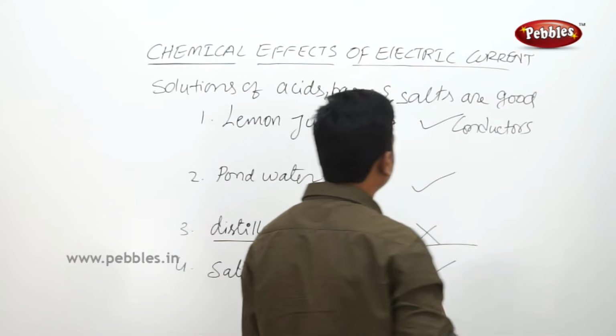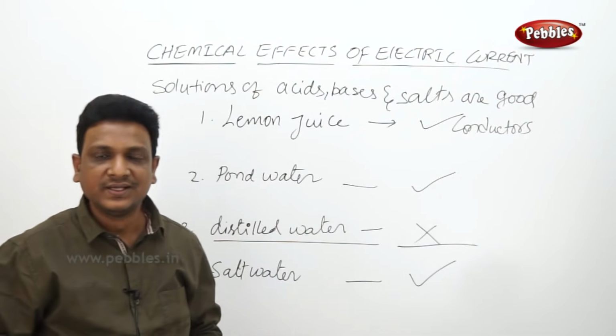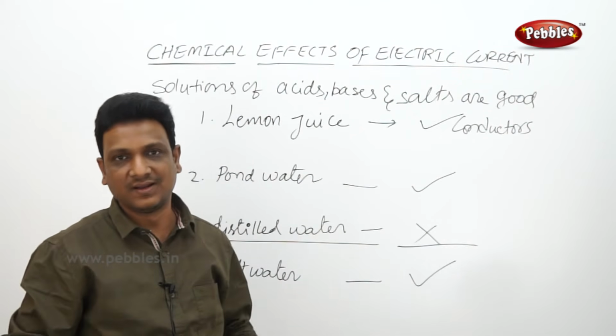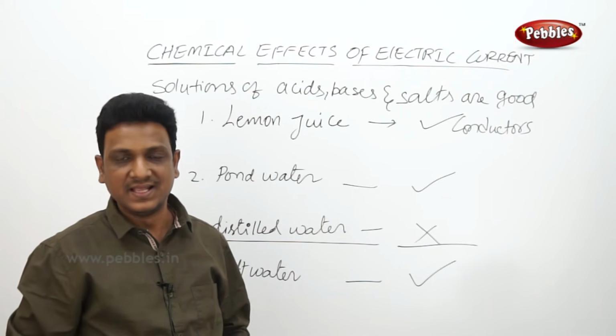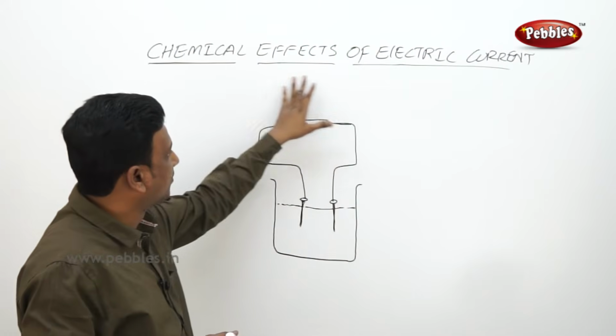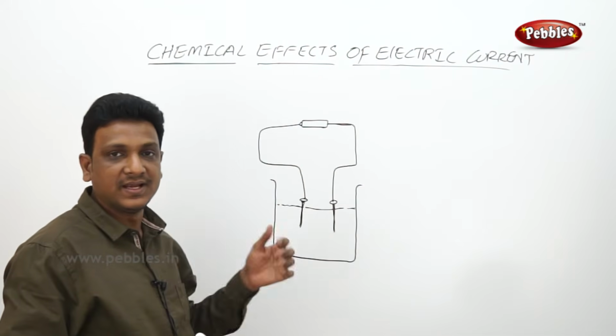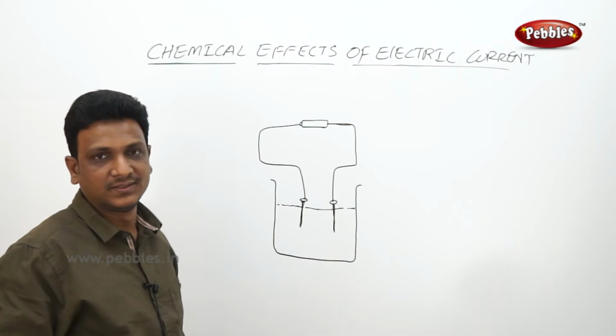Good conductors. Solutions of acids, bases and salts are good conductors of electricity rather than pure liquids, rather than plain liquids without any minerals in them. So now let us see the chemical effects of electric current, the main heading of this lesson. Now we are going to see the chemical effects of electric current.